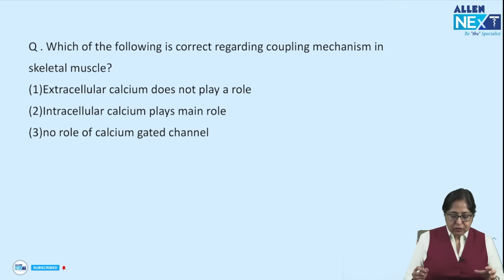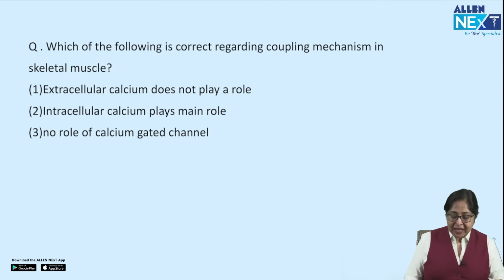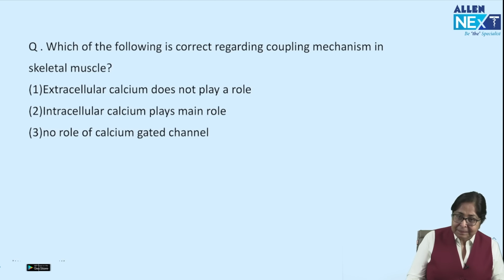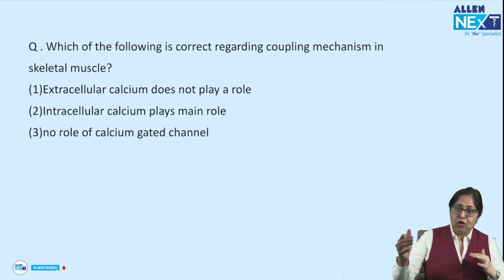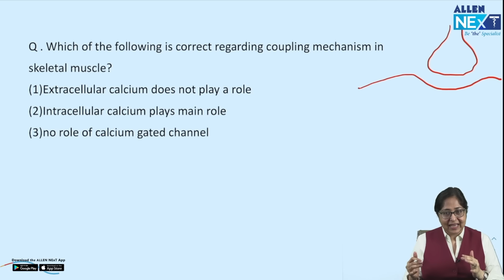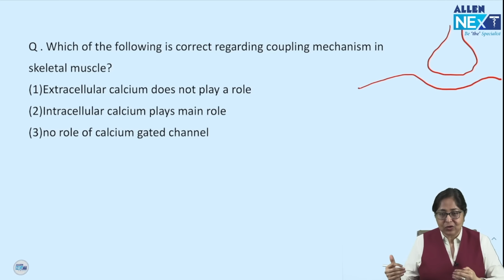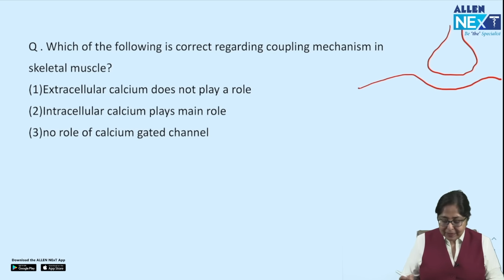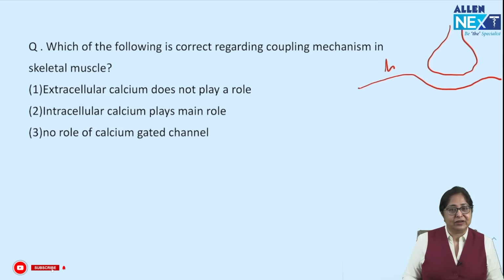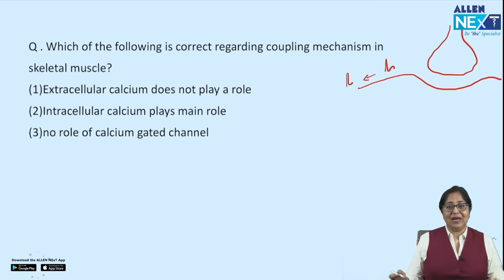It says, which of the following is correct regarding the coupling mechanism in a skeletal muscle? Now, what happens in the case of a skeletal muscle? Transmission of the action potential across the neuromuscular junction. There is release of acetylcholine by the A-alpha motor neuron, which diffuses across the synaptic cleft, binds with acetylcholine receptors on the muscle fiber membrane, or what is known as the motor end plate, and then an action potential is generated. This action potential will travel all over the sarcolemma.